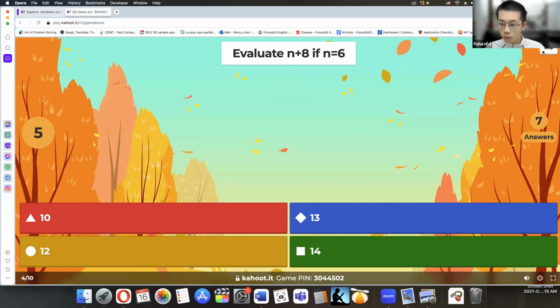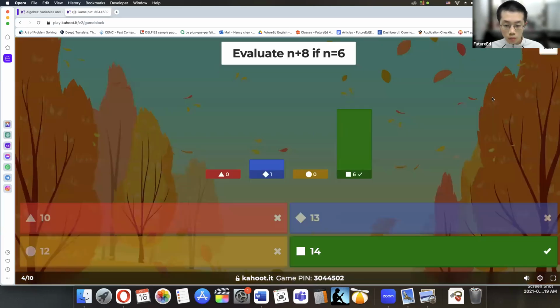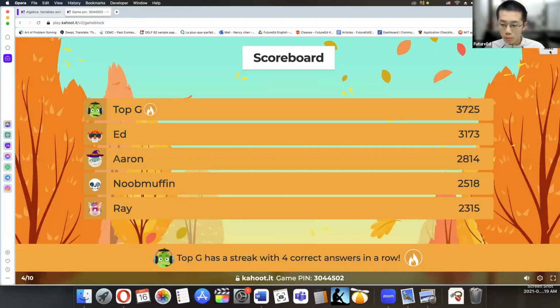Okay, shall we move on? Okay, good job. It should just be 6 plus 8. I think blue was a misclick, or maybe a miscalculation, but good job.